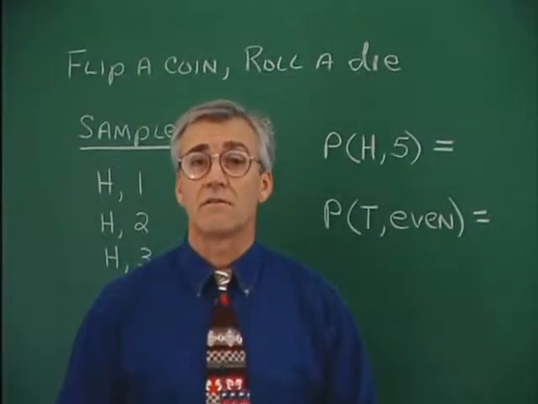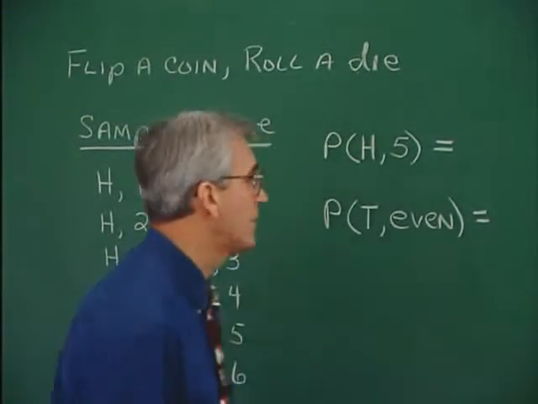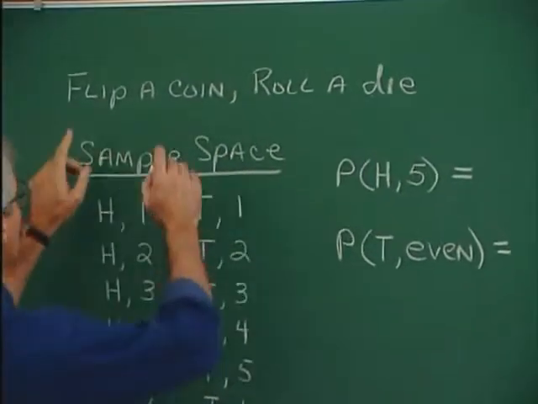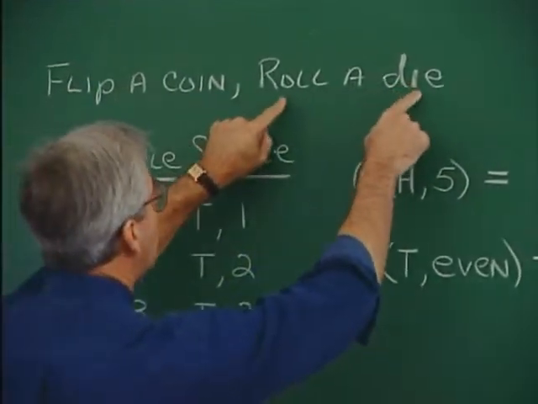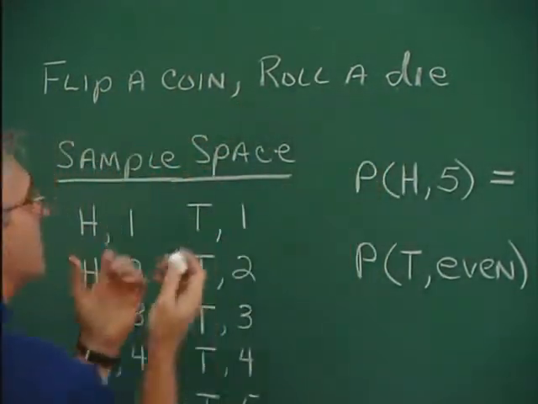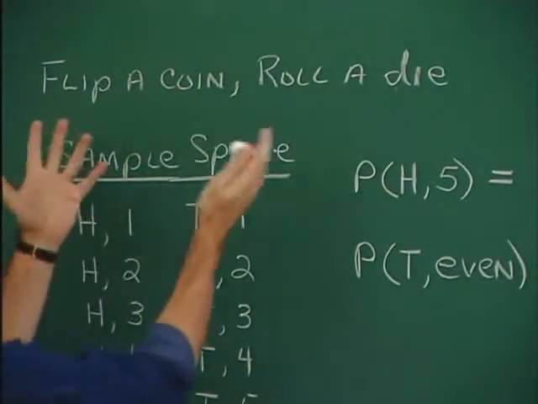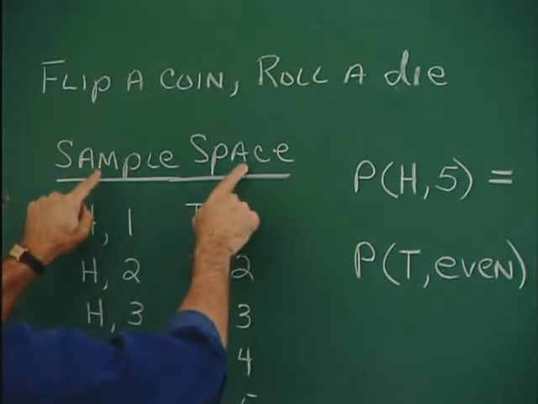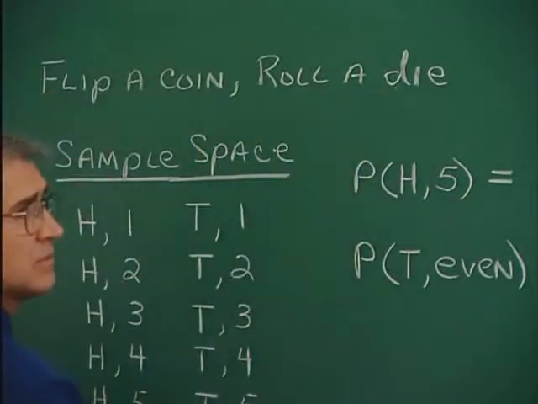Sometimes an event involves two experiments. For example, suppose we're talking about the event of flipping a coin and rolling a die. So we have these two experiments within the one event, you see, of doing those tests. Now think about the sample space. What are the possible outcomes for this?